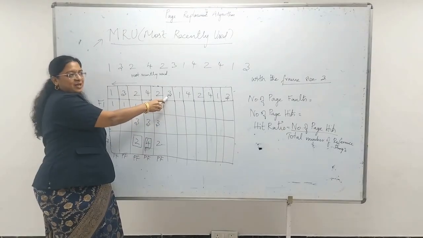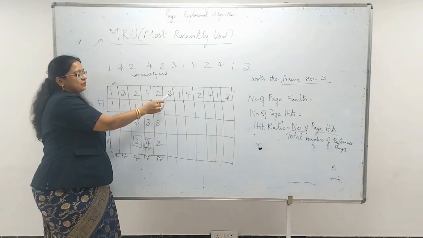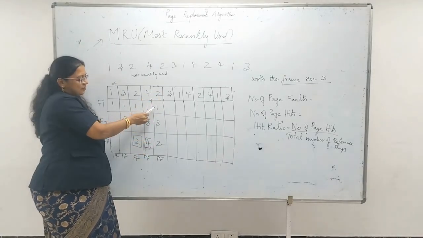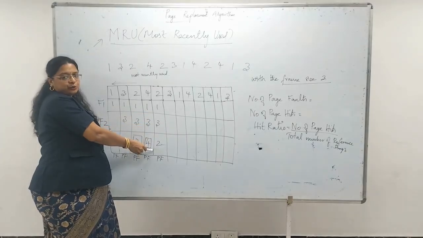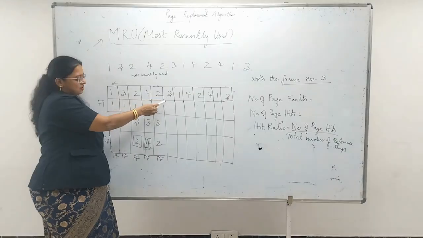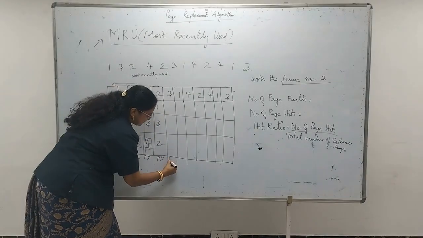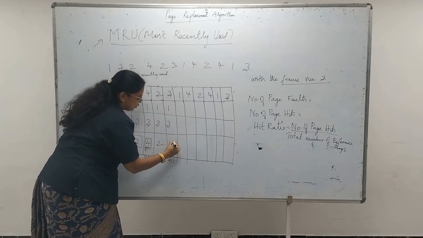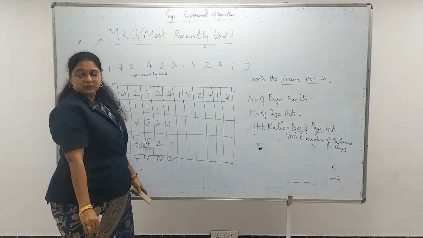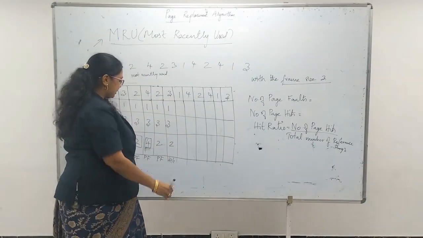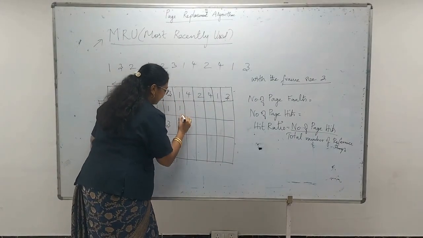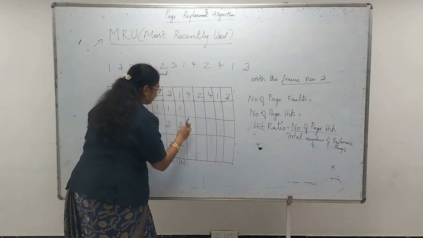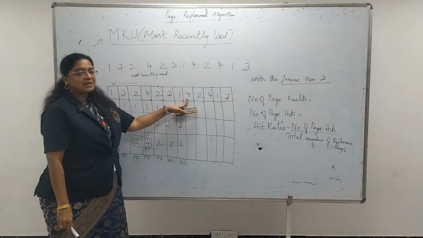Now you need to check 3. Check whether 3 is present in the frame or not, that is, you already have 1, 3, 2. 3 is present here. So that is going to be a hit. 1, 3 and then 2. Now you are going to check whether 1 is present or not. 1 is present here. So 1, 3, 2. That is going to be a hit. Now we are going to insert 4.